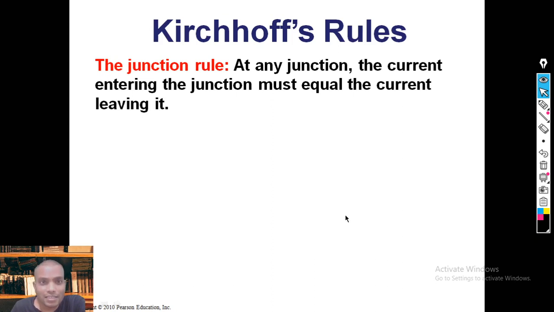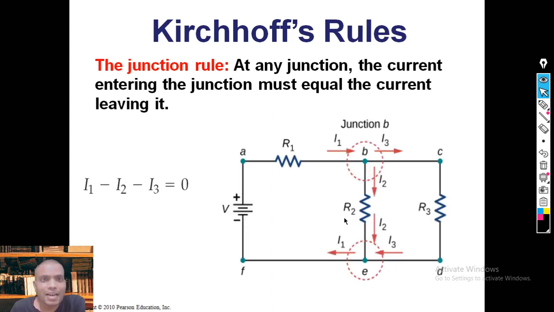So at any junction, the current entering the junction must equal the current leaving it. Let us see it in a circuit form. Suppose this is one of the given circuit diagrams. In the circuit diagram, I have A, B and E; B and E are the two junctions. Now these are the locations B and E.